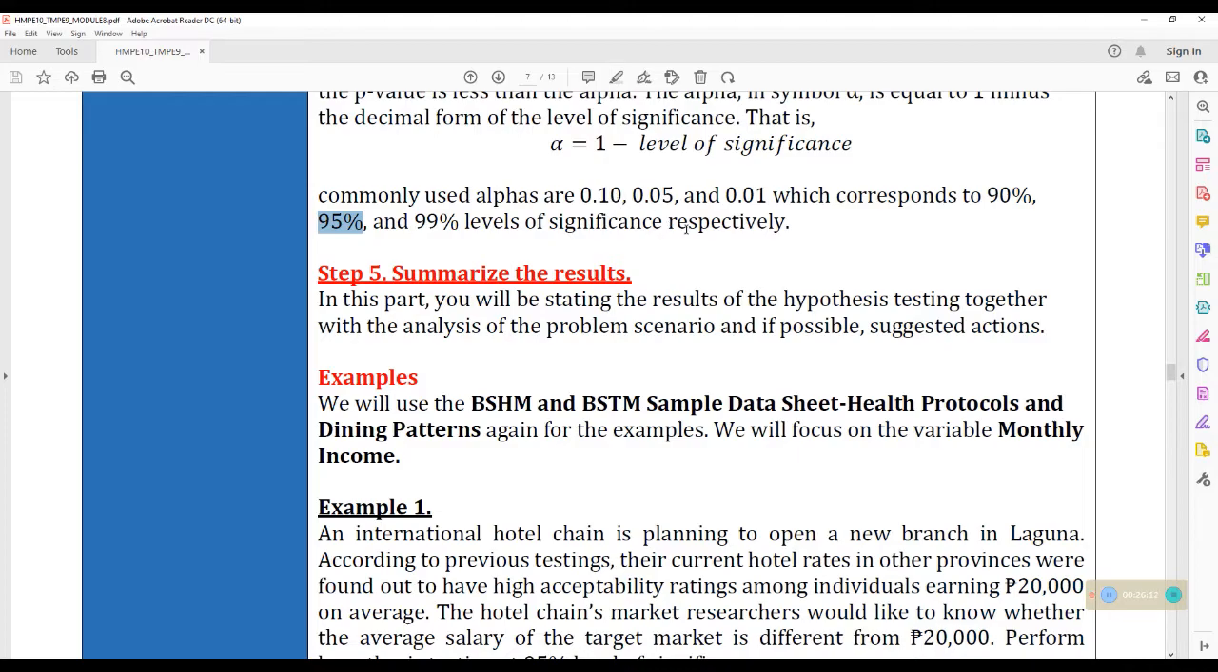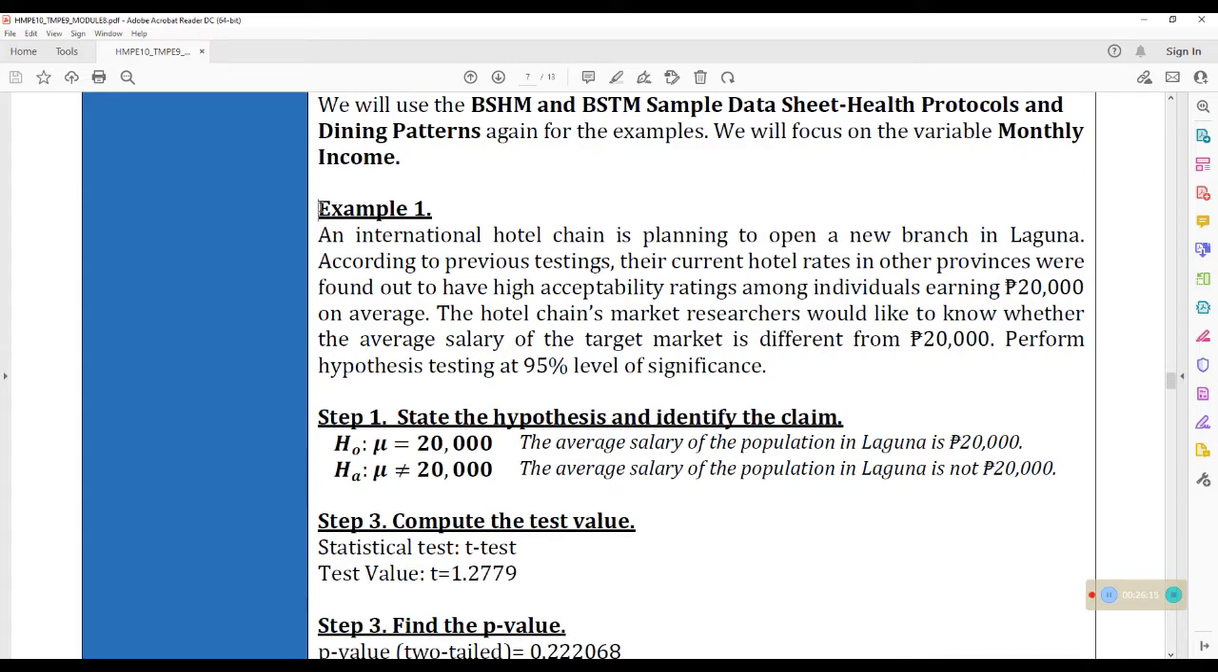So, example number 1, parehas lang po natin ng tanong from the previous scenario nung nag-introduce ako ng paggagawa ng hypothesis. So, an international hotel chain is planning to open a new branch in Laguna. According to previous testings, their current hotel rates in other provinces were found out to have high acceptability ratings among individuals earning 20,000 on average. So, the hotel chain's market researchers would like to know whether the average salary of the target market is different from 20,000. You have to perform hypothesis testing at 95% level of significance.